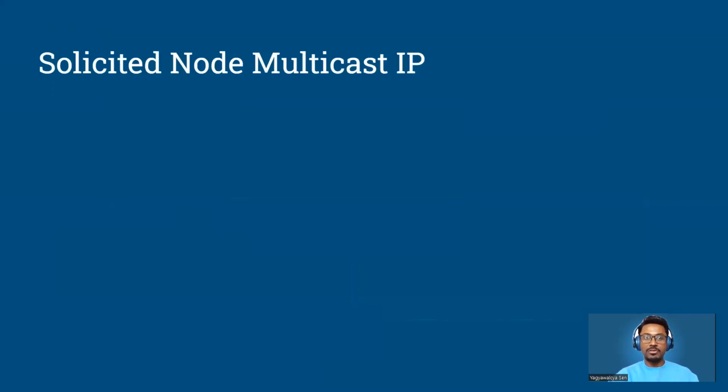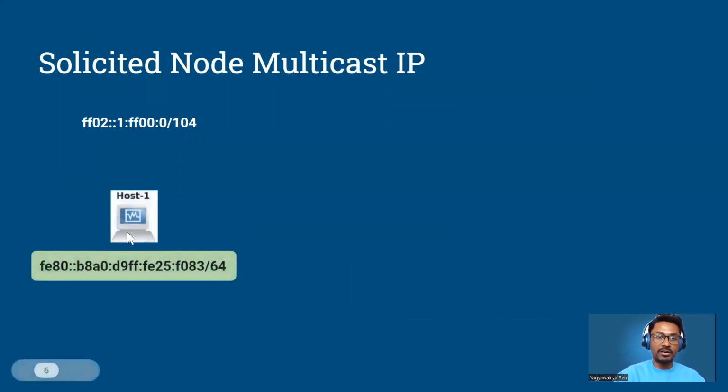Now, as I told, I'm going to talk a bit more about solicited node multicast IP. So here is how it is calculated. This is the standard prefix FF02::1:FF00:0/104. This is the standard prefix which is used to calculate the solicited node multicast IP. Now let's say you have a host whose IPv6 looks like this.